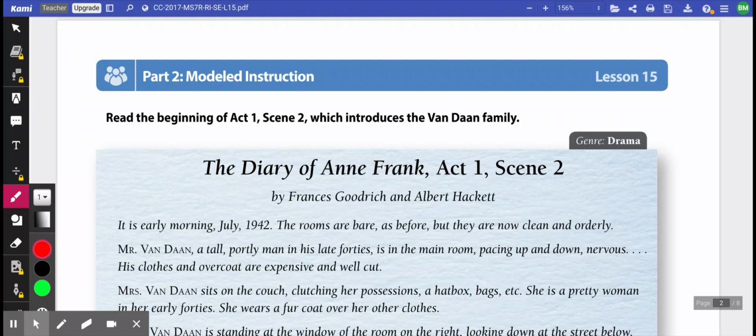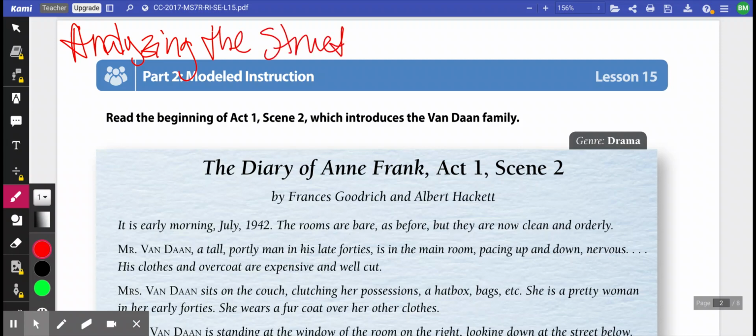We are on page 154. So, like always, the very first thing we do is we're going to write the title of our lesson at the top of the page and write some notes just to make sure we're reinforcing what we're learning and what we're doing. So, at the top of our page, we are going to write: analyzing the structure of drama.